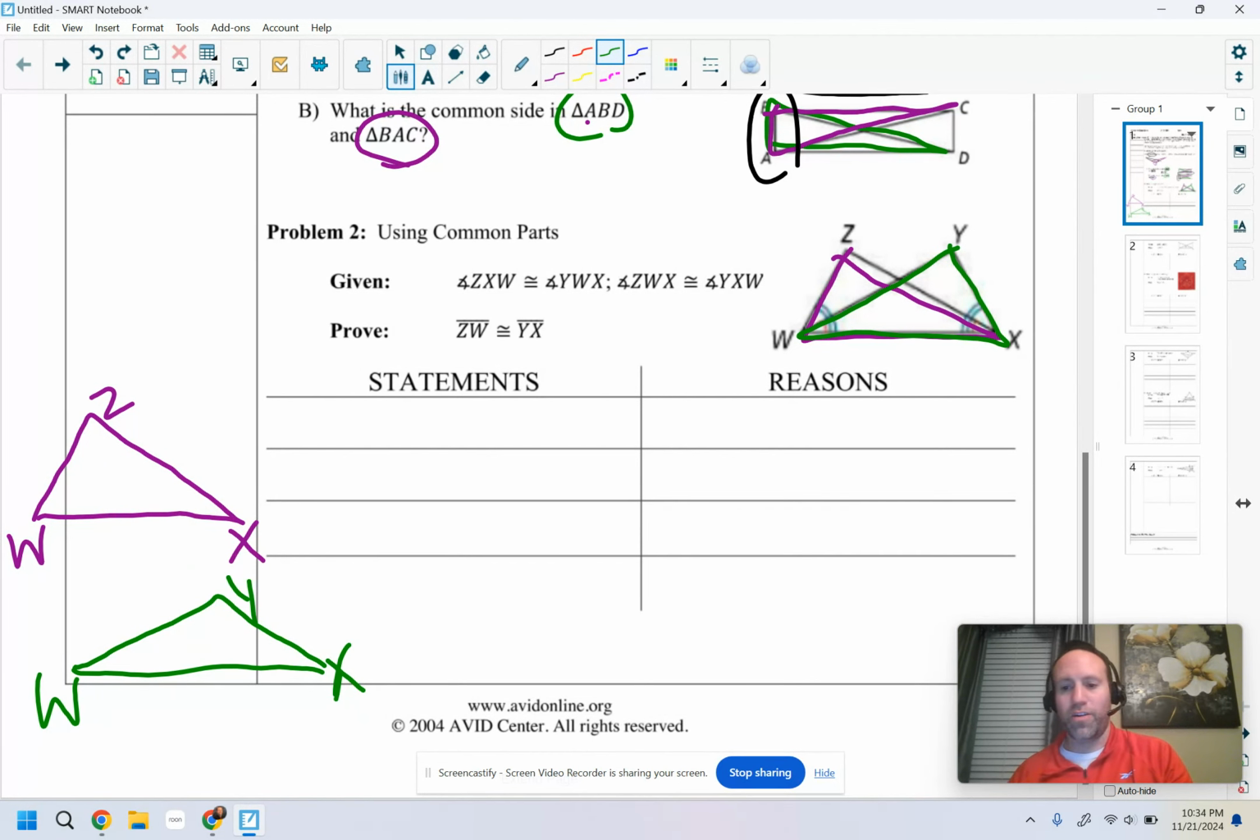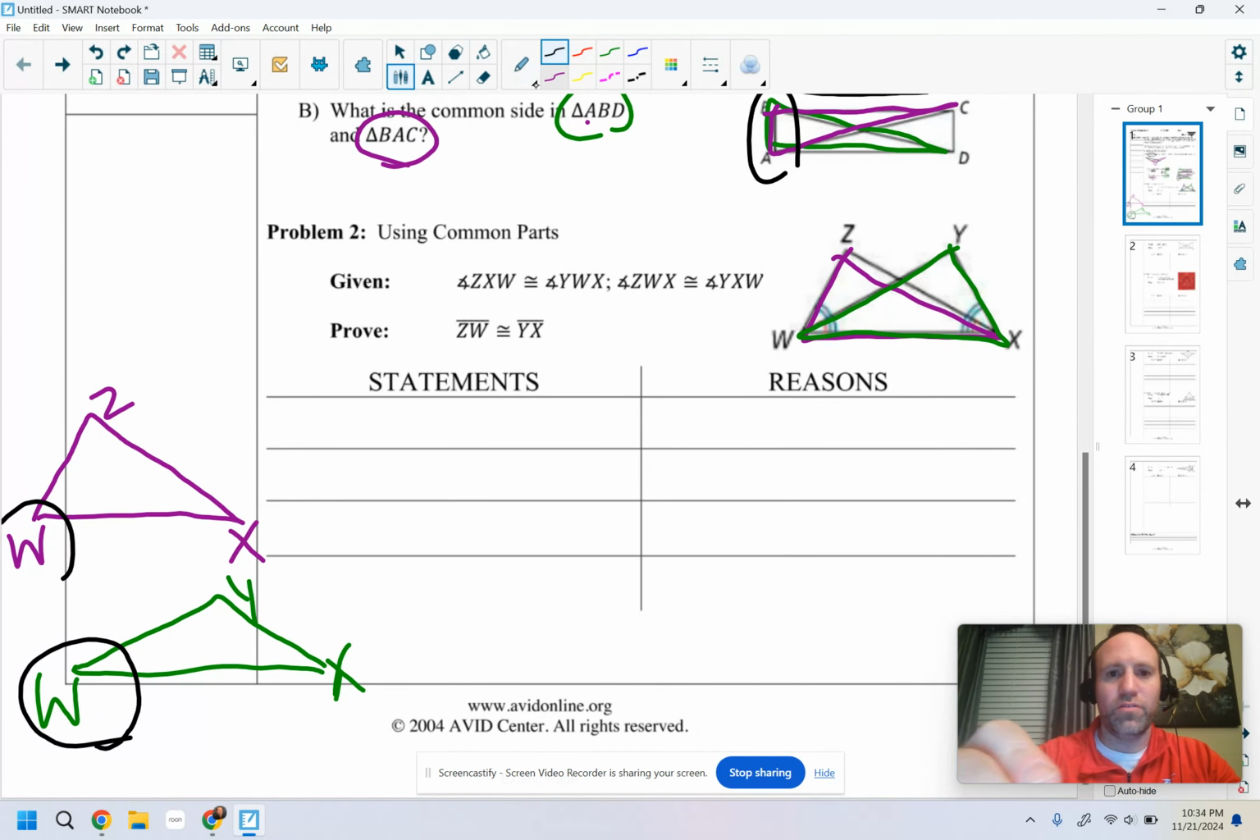Now, one thing I want to point out is that the W in the purple triangle, the ZWX triangle, is not the same W angle as the one in the YWX. And we could see that if we go back to the original drawing, W really is 3 different angles. I see W being here, I see W being here, and I see W being all of this. So I just want to point that out, that when you go to write your triangles, don't assume that the letters should always go in the same order as the other triangle, because that could actually be wrong. And we're going to see that.